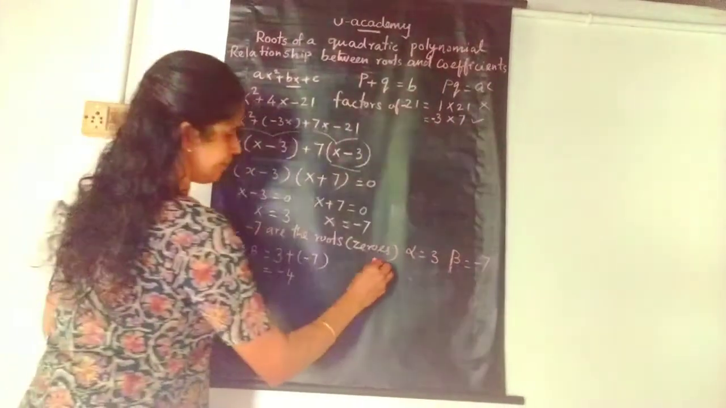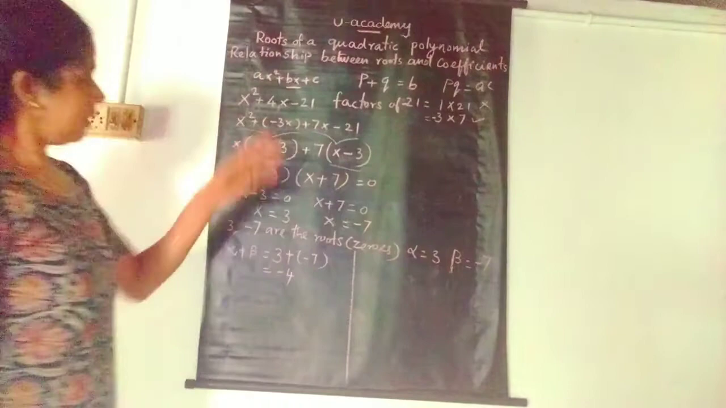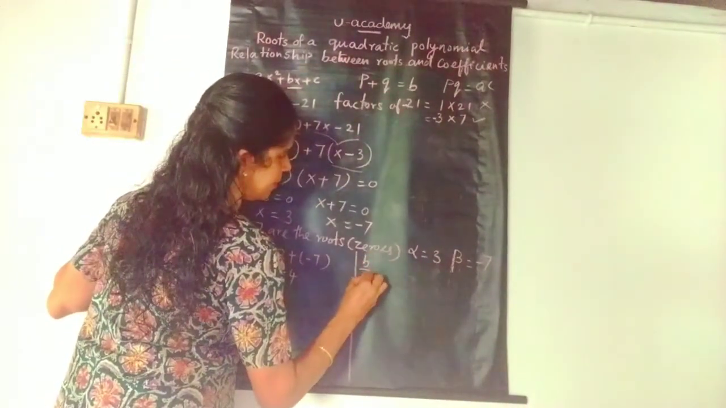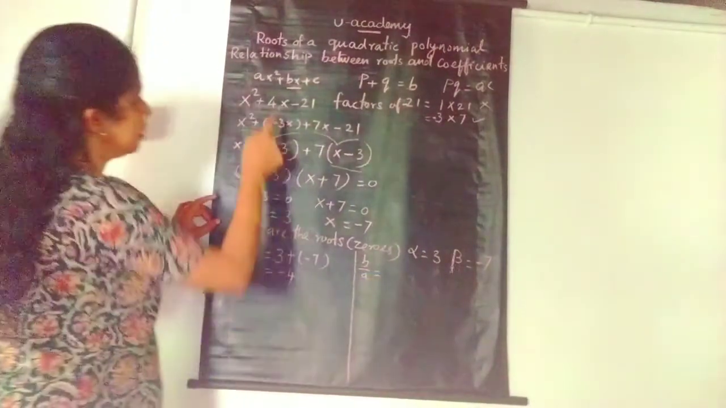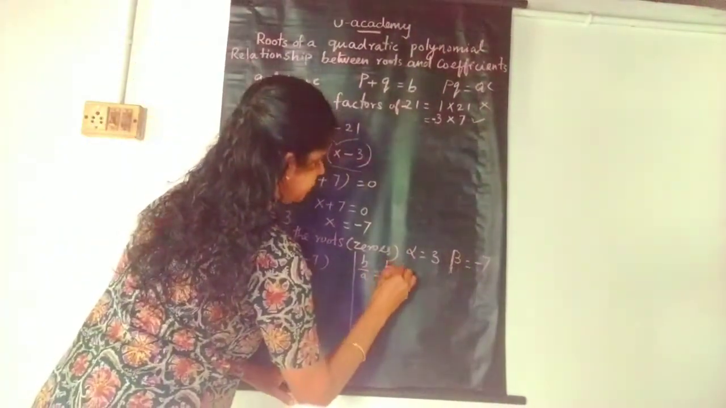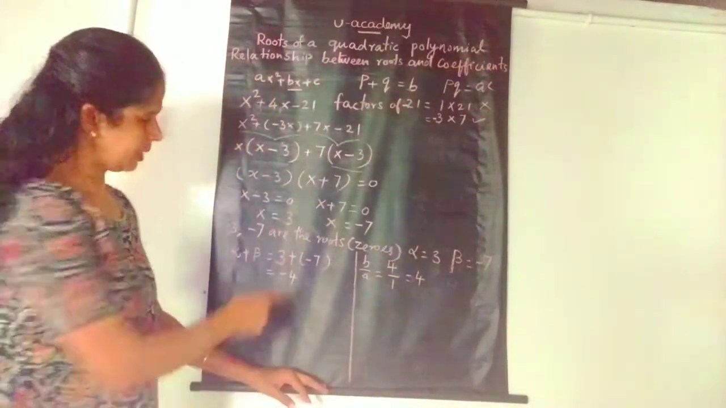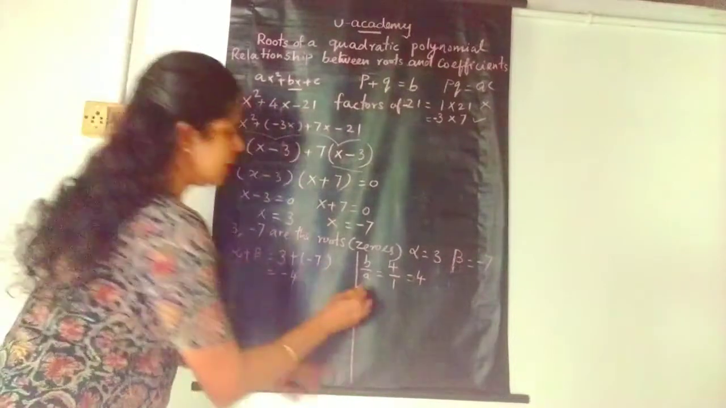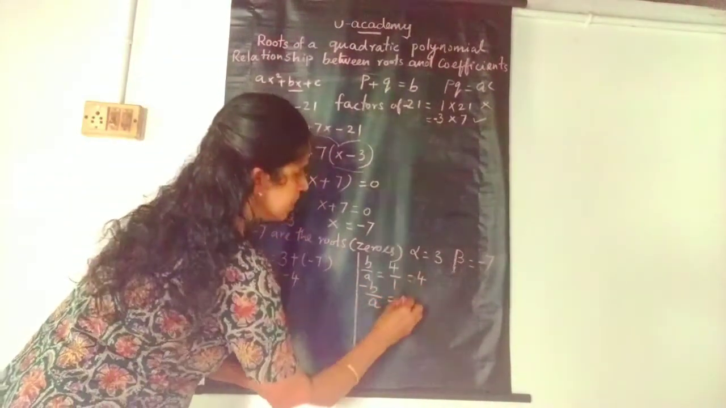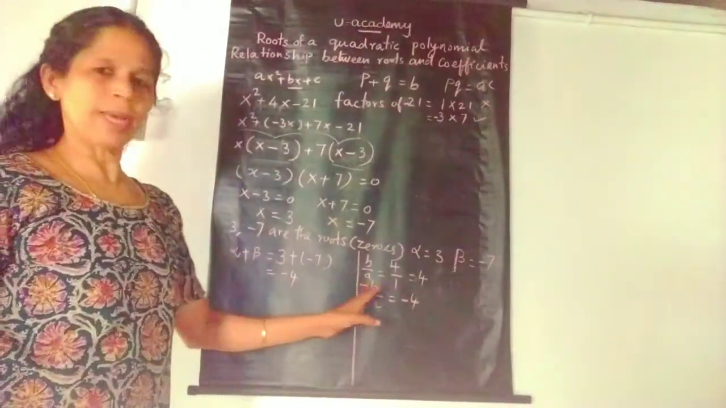Okay. Here we are going to find b by a. What is b by a here? 4 by 1. What is 4 by 1? That is positive 4. But here it is negative 4, right? So it will be equal to minus b by a. Minus b by a means -4. So the sum of the two roots will be equal to minus b by a.